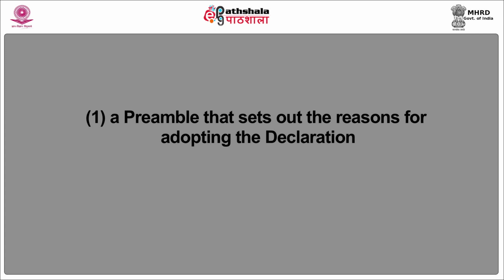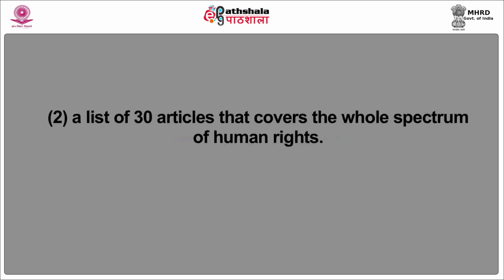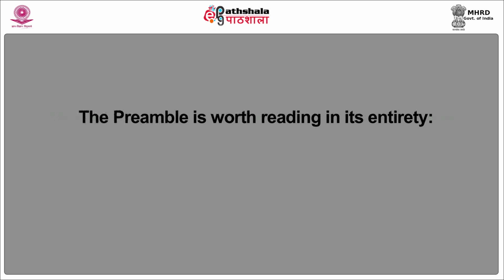It consists of two parts. First, a preamble that sets out the reasons for adopting the Declaration, and second, a list of 30 articles that covers the whole spectrum of human rights. The preamble is worth reading in its entirety. The preamble proceeds very logically.